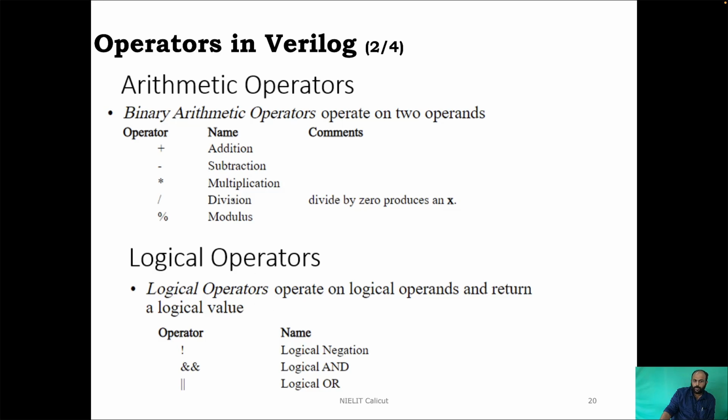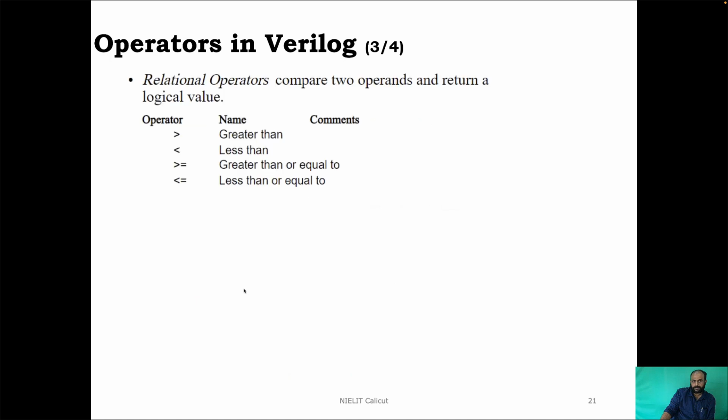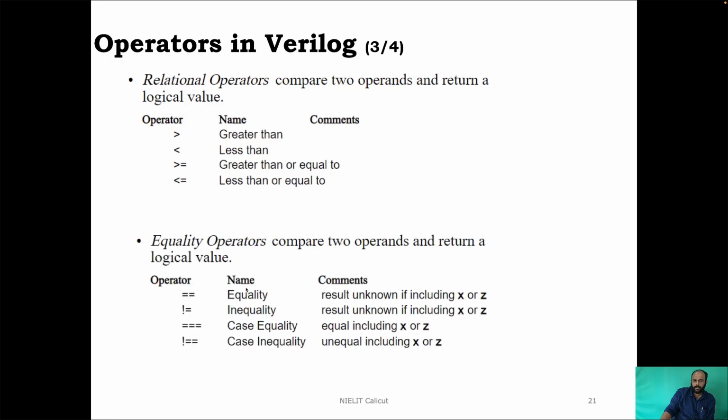In the case of an arithmetic operator, the input can be single bit or multiple bit, and the result will have the same size. Whereas in the case of a logical operator, the inputs can be single bit or multiple bit, but the result is always a single bit. Similarly, there are relational operators like greater than or equal to, less than or equal to, and so on.